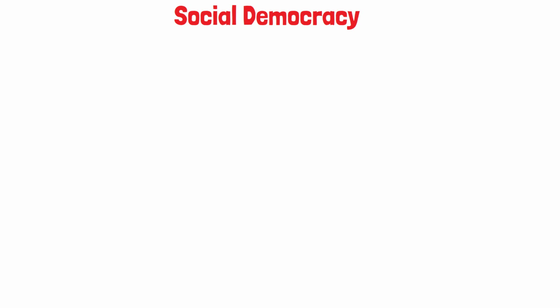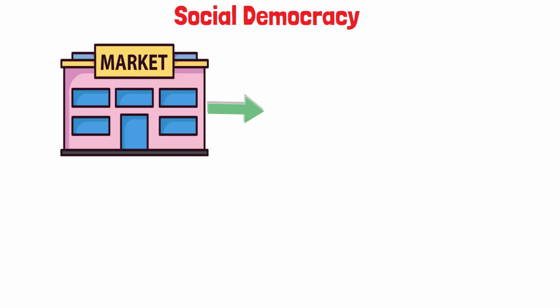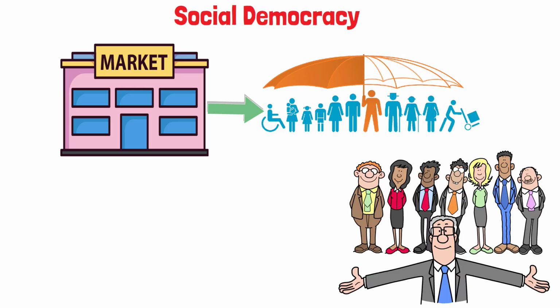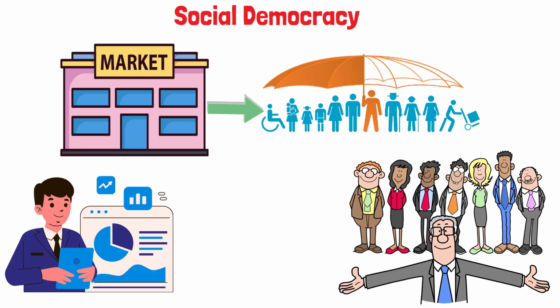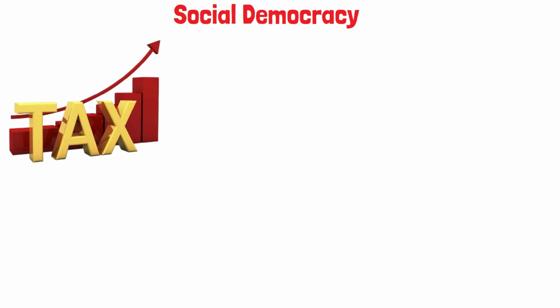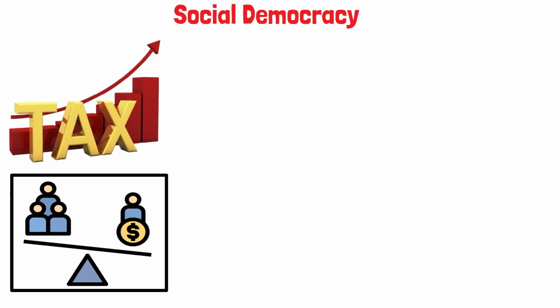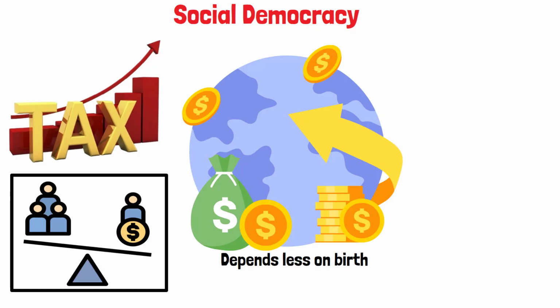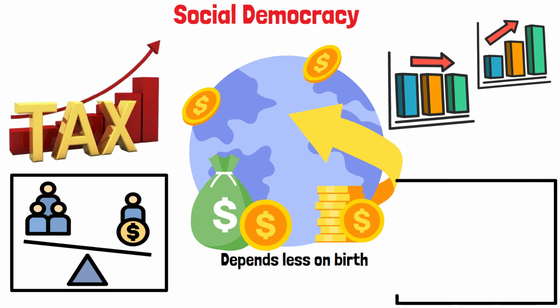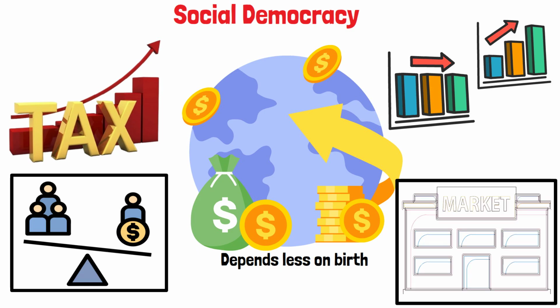Social democracy. This system blends markets with strong social protections. Private ownership still exists. Businesses still compete. But the government provides healthcare, education, worker protections, and social safety nets. Taxes are higher. Inequality is lower. Economic mobility depends less on birth. Social democracy prioritizes stability over maximum growth. It aims to soften capitalism's extremes without eliminating markets.